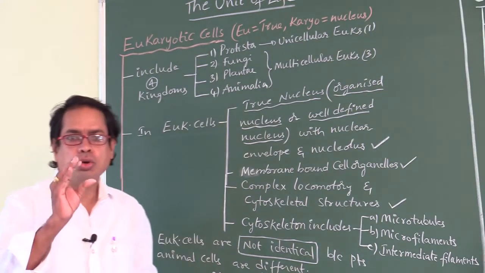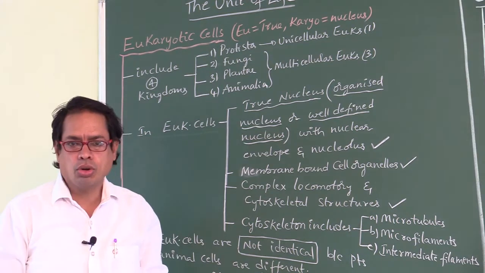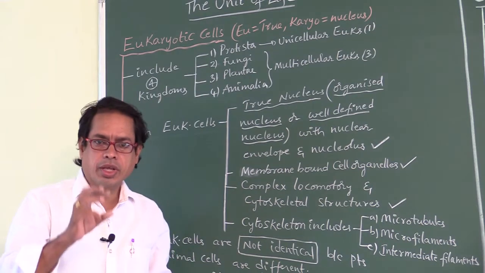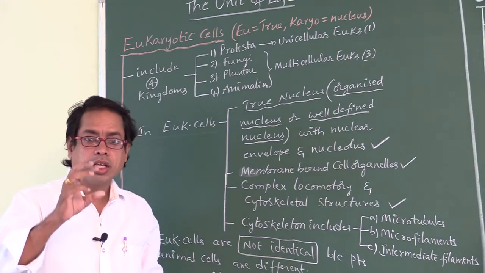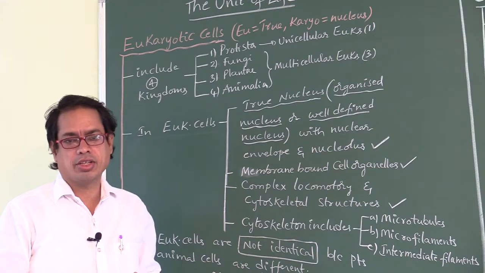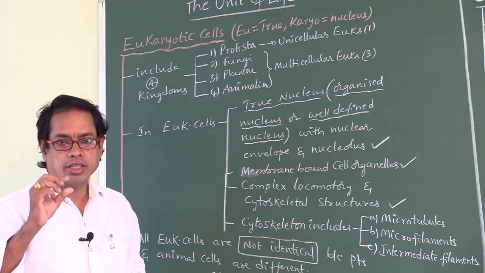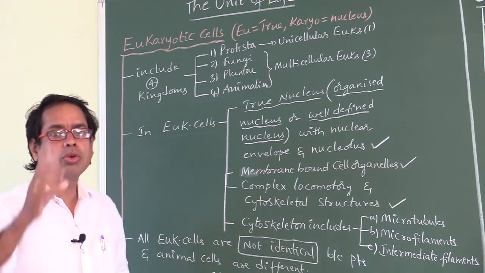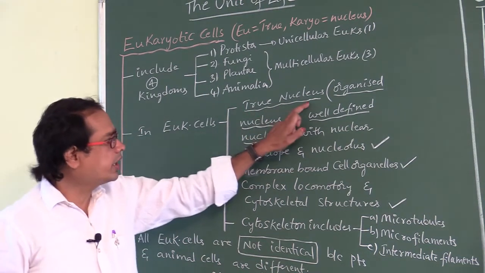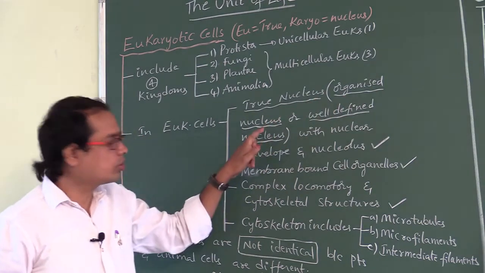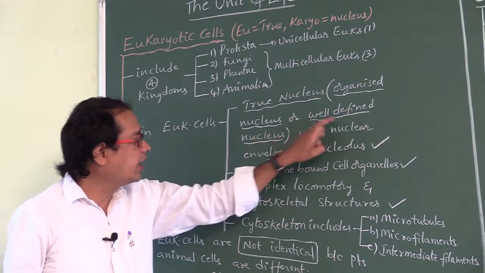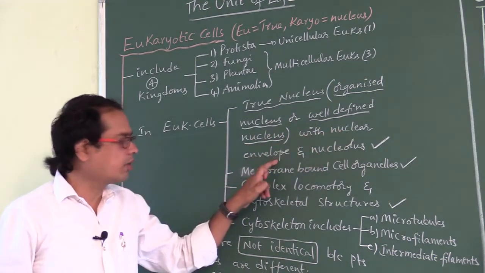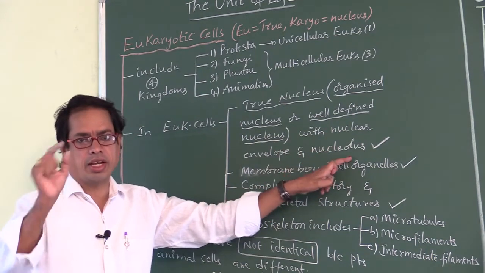Next, what are the characteristics of eukaryotic cells? That is, true nucleus is present. True nucleus means nuclear envelope. Inside that nucleus, spherical, round shaped nucleolus is present. That is so called well organized, well distinct or true nucleus. Also called organized nucleus, also called well defined nucleus. That is, nuclear envelope and nucleolus are present.